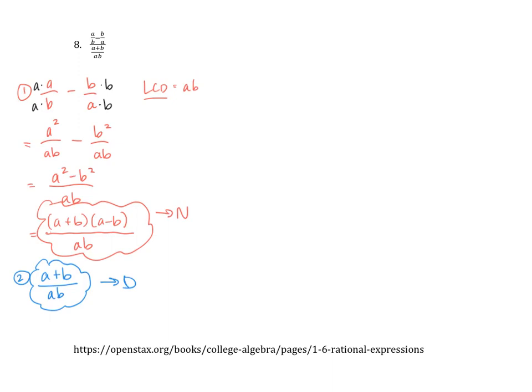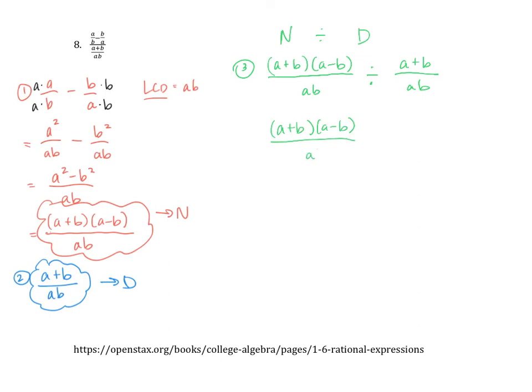Okay, so now for the third step, the green step, we need to write as a division. So it's numerator divided by denominator. So numerator is A plus B times A minus B over AB divided by the denominator, A plus B over AB. Then we want to actually do the division, which means we need to change it to multiplication and flip the second fraction. So the first fraction stays the same. We change to multiply, and we flip this fraction so it becomes AB over A plus B.